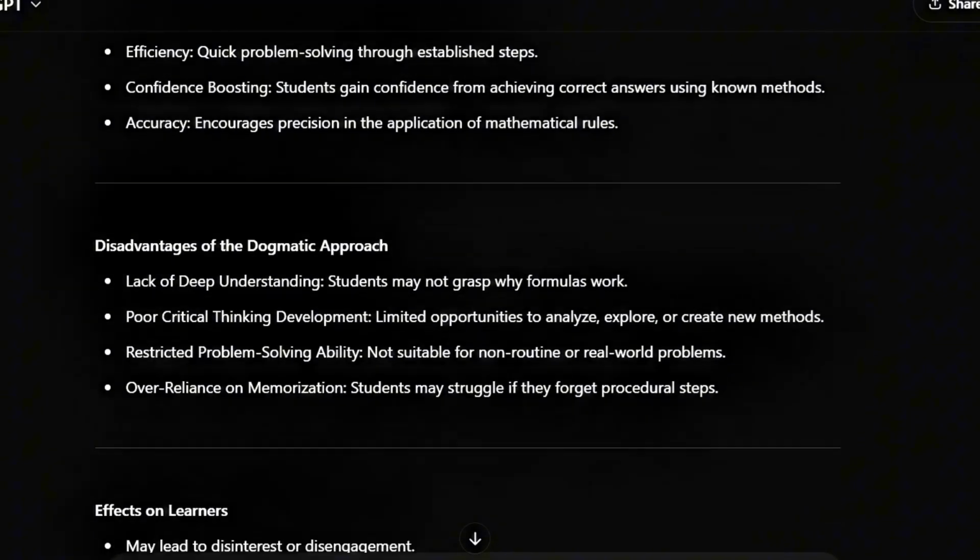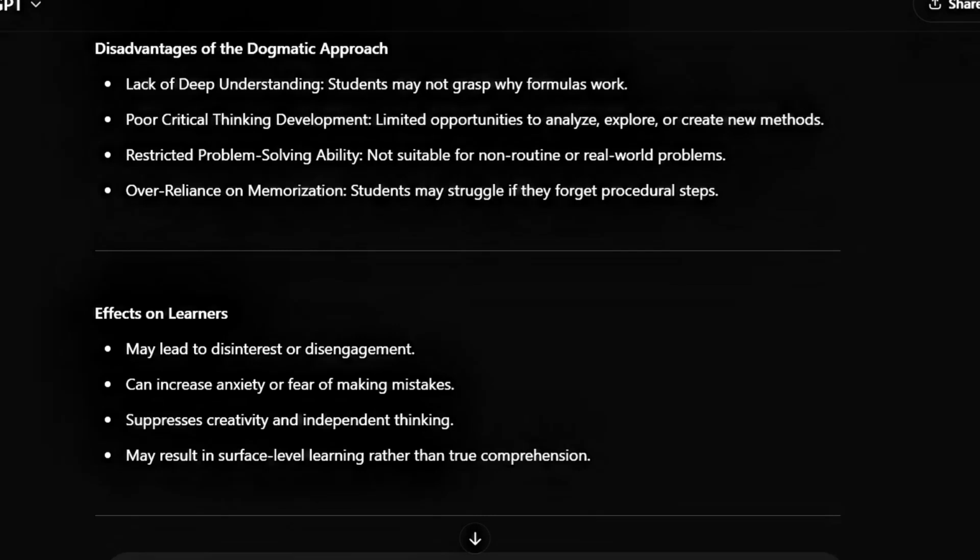Disadvantages of the dogmatic approach. Lack of deep understanding. Students may not grasp why formulas work. Poor critical thinking development. Limited opportunities to analyze, explore, or create new methods. Restricted problem-solving ability. Not suitable for non-routine or real-world problems. Over-reliance on memorization. Students may struggle if they forget procedural steps.